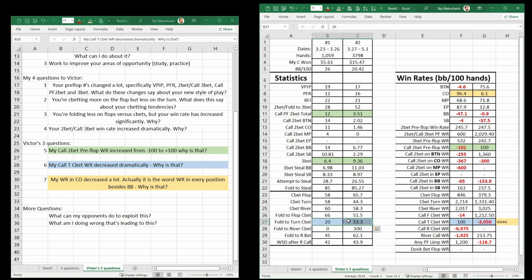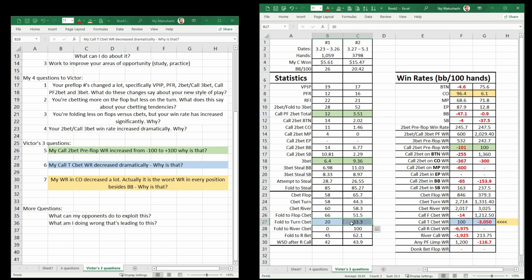But look at this, the related statistic. Fold to turn c-bet, it actually increased. He folded more. Now, when he asked this question, he actually couldn't figure out the answer. He didn't know what was going on. And I don't know either. Truthfully, just from looking at these stats, I don't know.